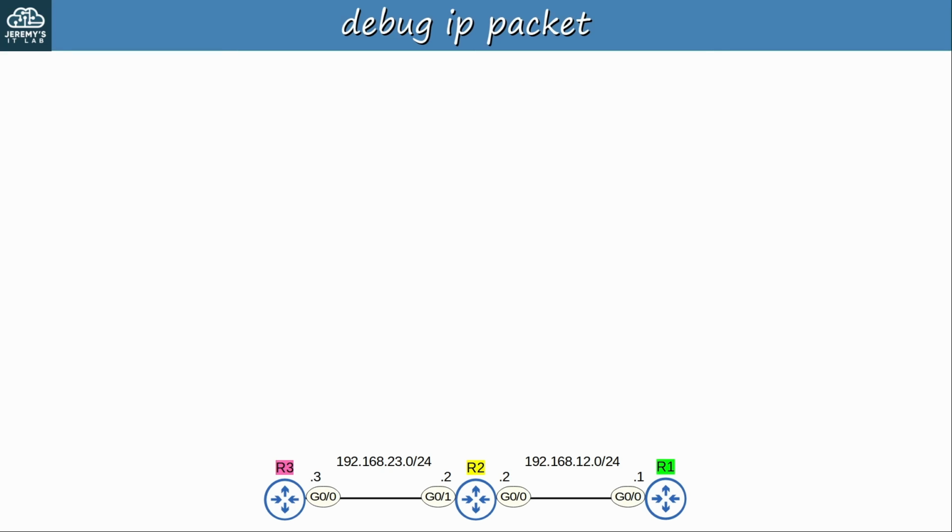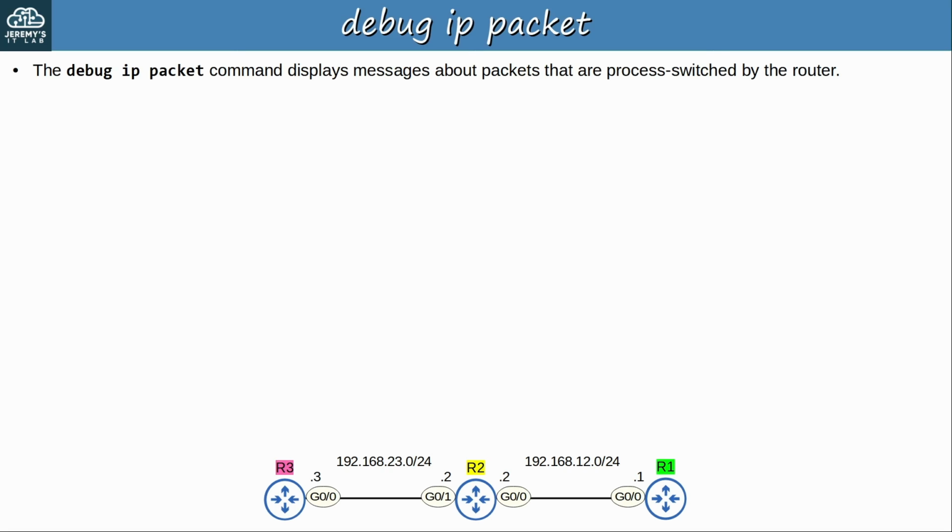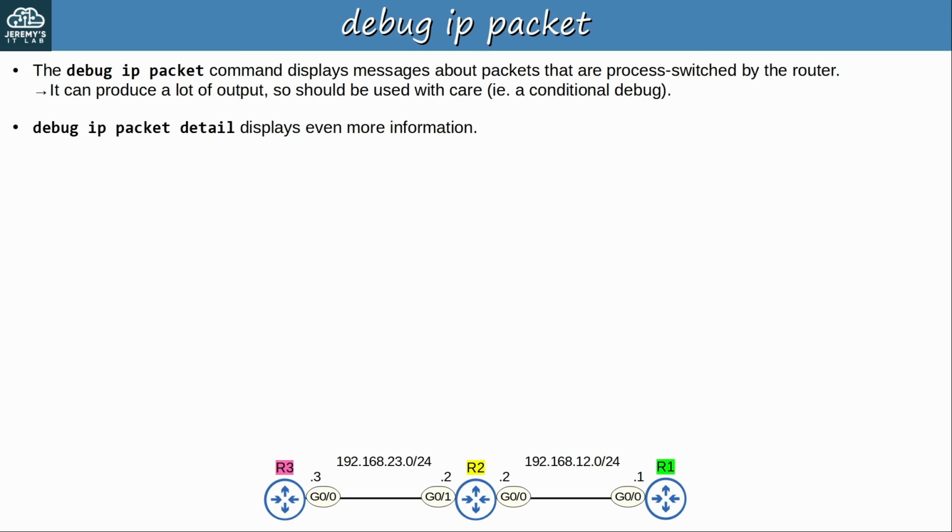Finally, we'll look at one more example of a debug command, debug IP packet. The debug IP packet command displays messages about packets that are process switched by the router. It can produce a lot of output, so it should be used with care. For example, you can do a conditional debug to limit the amount of output. You can also add the detail keyword to get even more information about each packet that is received and sent. Let's see how it works.